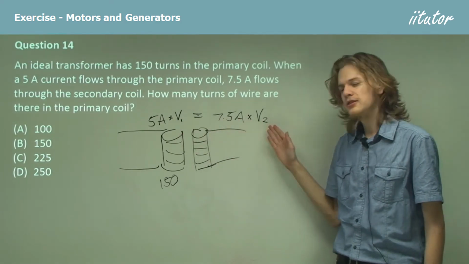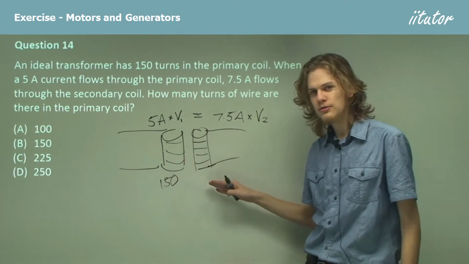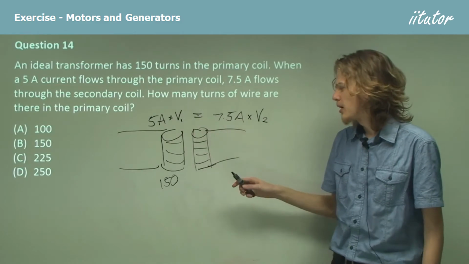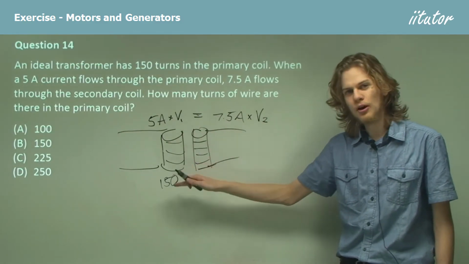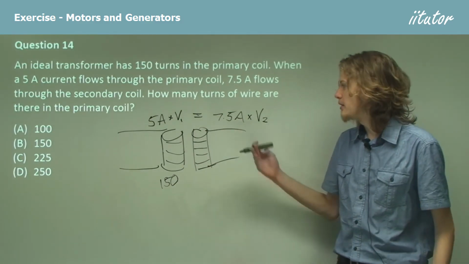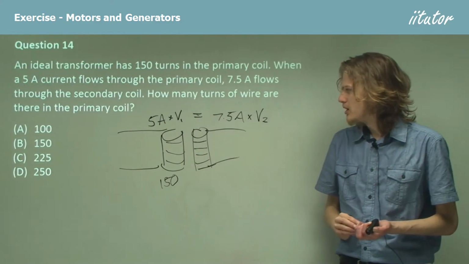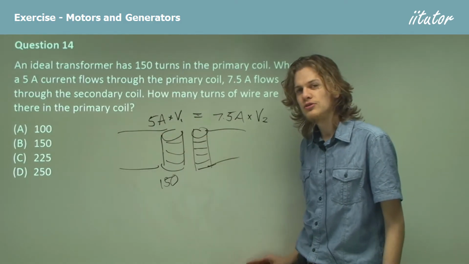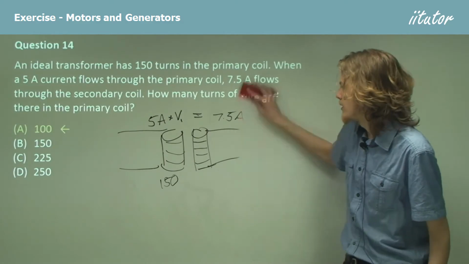Now the voltages in the two coils are going to be proportional to the number of turns. So that means that if V2 is less than V1, then the number of turns will be less than the number of turns in the primary coil, right? We can even figure out what factor it'll be by dividing both sides by one of the currents. In this case, we don't really need to do that because only one of the options has a number of turns that's less than 150. And that, of course, is A, 100.